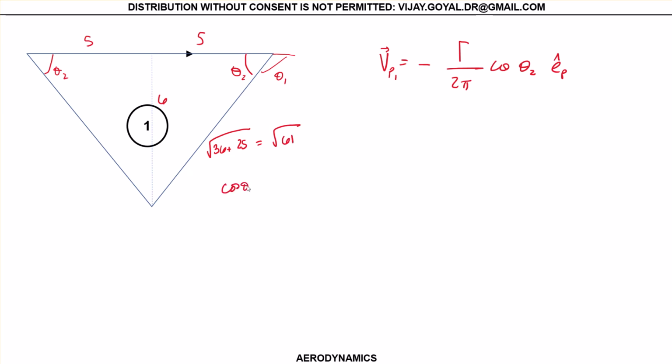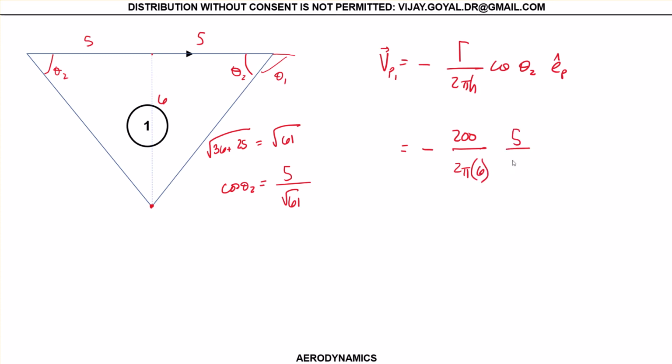So cosine of theta is equal to adjacent over hypotenuse. This is 5 over the square root of 61. So this is equal to, the problem gives me gamma is 200, divided by 2 pi. There's an h missing here. The distance from here to here is 6. This is the point. So the distance is 6.